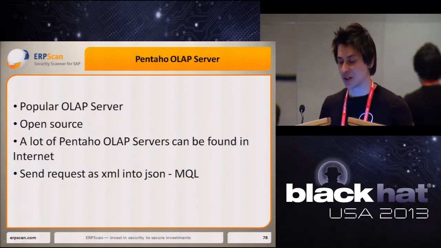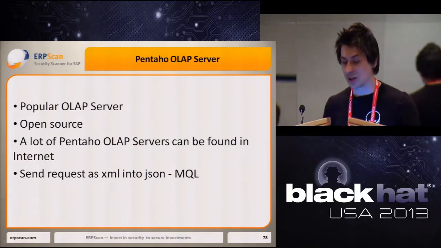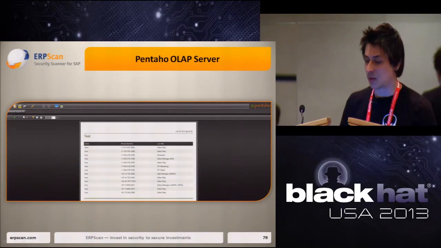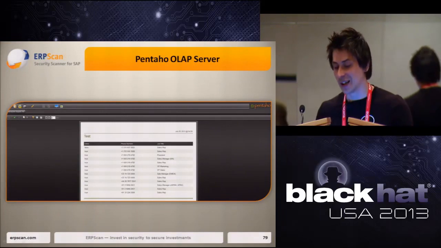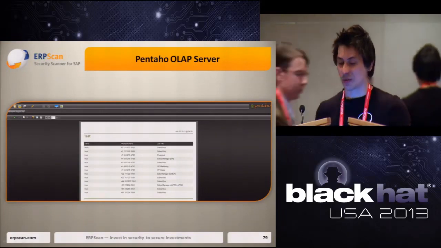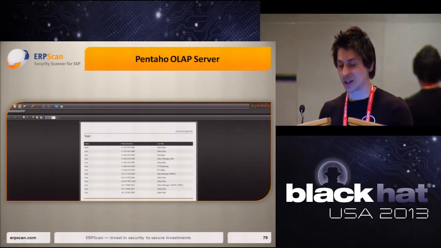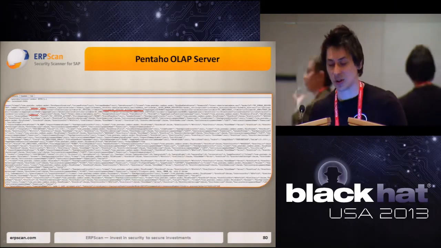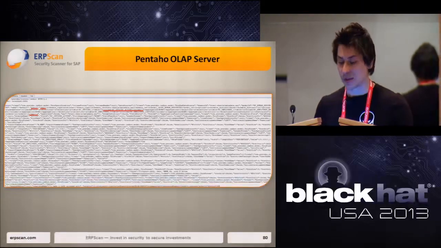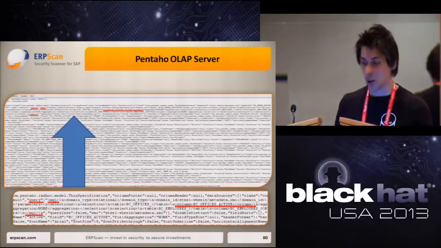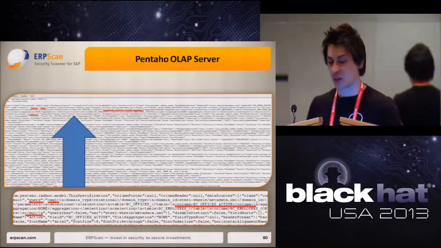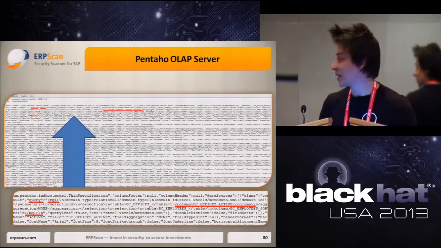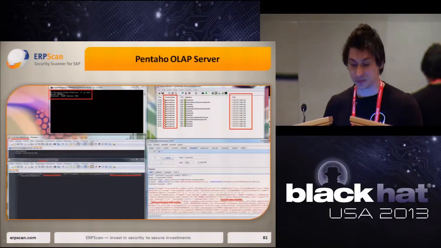Pentaho transfers the request into the cube as XML in JSON and calls this technique MQL. That's how Pentaho looks for the end users. Again, an HTML5 interface where a user can easily create a request. And this slide shows how a request to the OLAP server looks in a sniffer. The query parameter specifies the MQL request, which contains XML, and again we found XXE there.